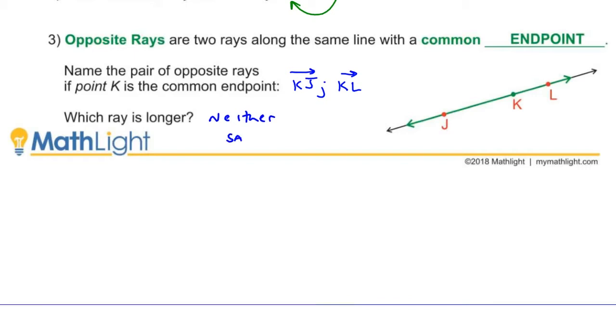They're the same length, which kind of is a misnomer, because guess what? They're both infinitely long. Therefore, they're both the same because they're both infinitely long. So which ray is longer? Neither. You say, but this one looks shorter. Well, I only drew it that short. Remember, it goes on forever. This one goes on forever. Got the point? All right, got the point. Beautiful.